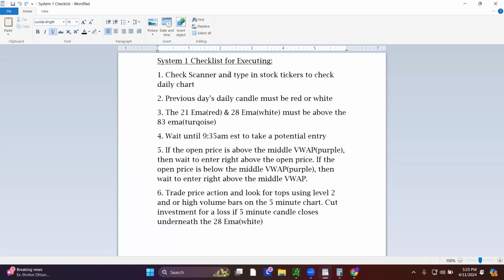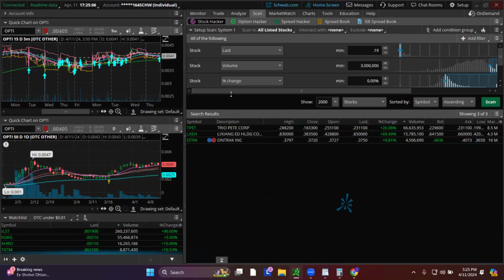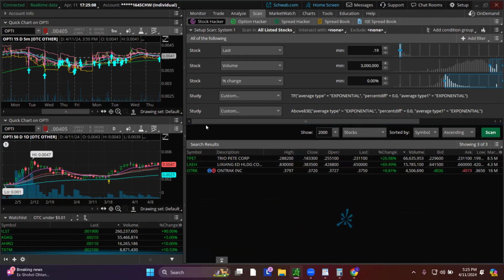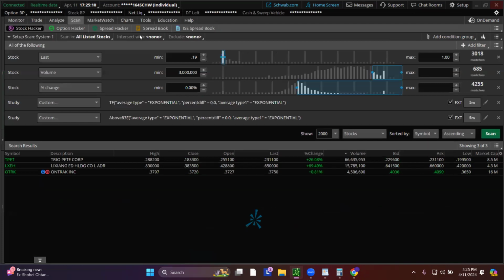First step of the checklist is check the scanner, type in the stock's ticker. You can't do that without the scanner. So, of course, let's go over that first. Let's move this over here. And right starting at the top, of course, all listed stocks, we have that there. And then the last price, which would be current price, I have it 19 cents is minimum, $1 maximum. Volume shares traded on the day is 3 million.